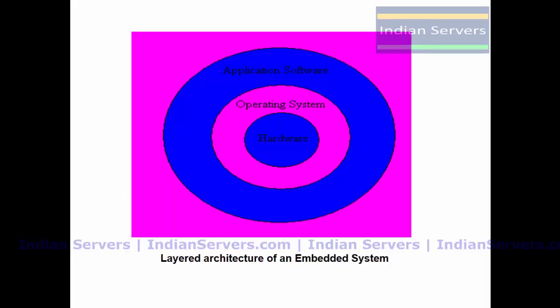Now this is the basic architecture of an embedded system. As you can see, application software and hardware are divided by the operating system. Here the operating system is acting as a mediator between hardware and application software. So the operating system helps the user to access the hardware by writing a program in application software.